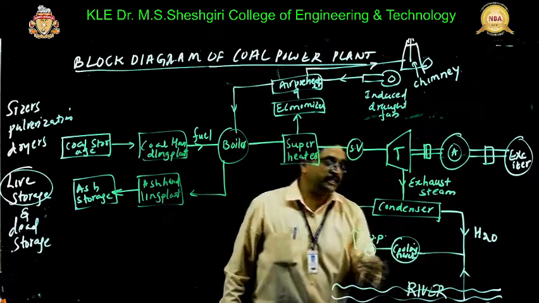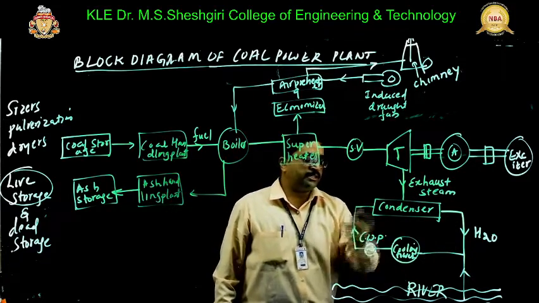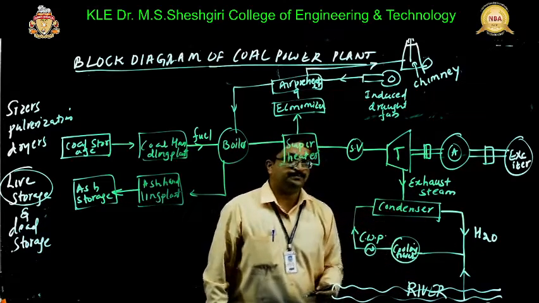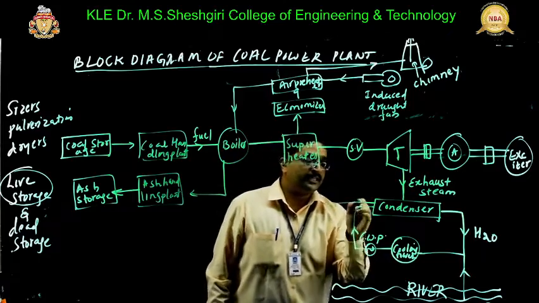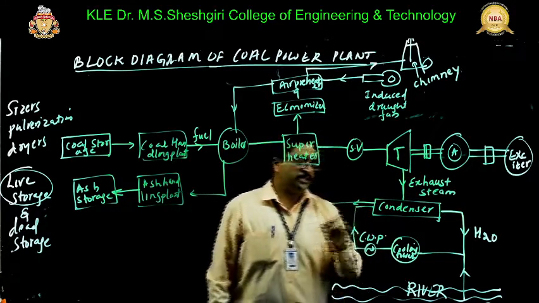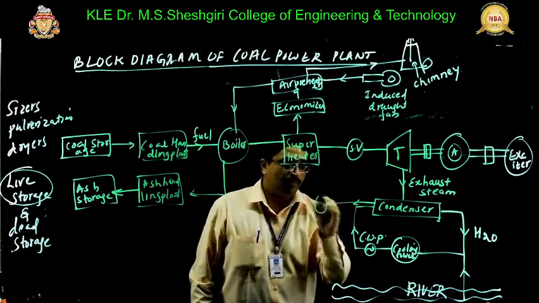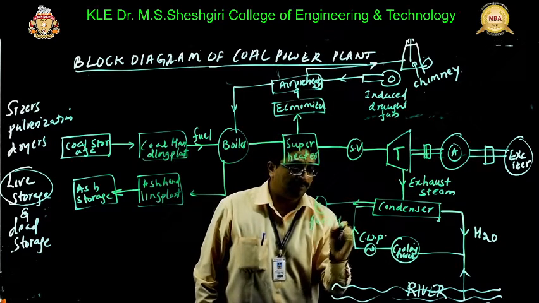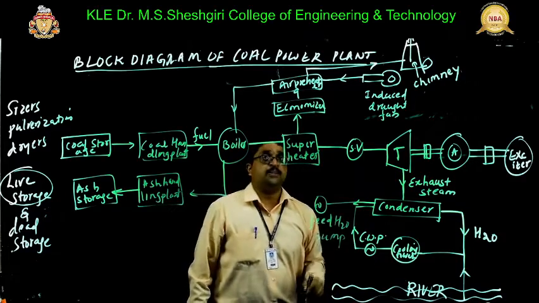Whatever hot water comes from the condenser is cooled over several periods of the cycle. Now the water coming from the condenser is very cool, with all the hot content removed. Then we have a pump called the feed water pump.